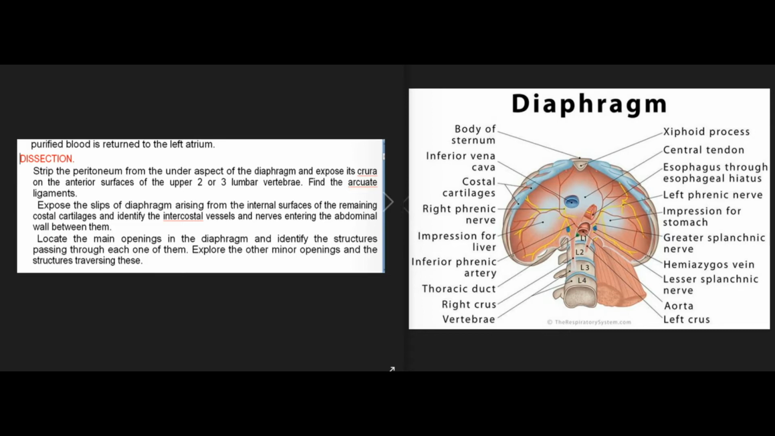Dissection. Strip the peritoneum from the under aspect of the diaphragm and expose its crura on the anterior surfaces of the upper 2 or 3 lumbar vertebrae. Find the arcuate ligaments. Expose the slips of diaphragm arising from the internal surfaces of the remaining costal cartilages and identify the intercostal vessels and nerves entering the abdominal wall between them.